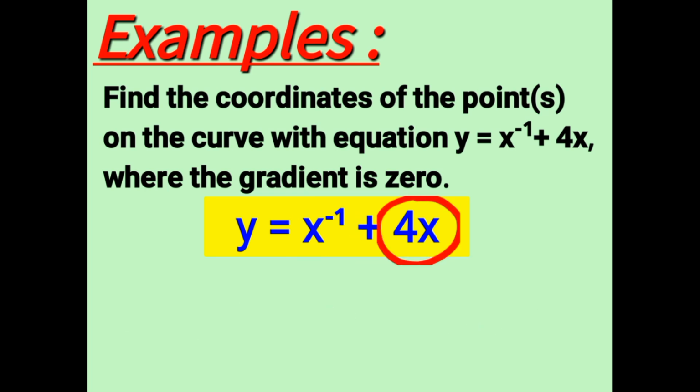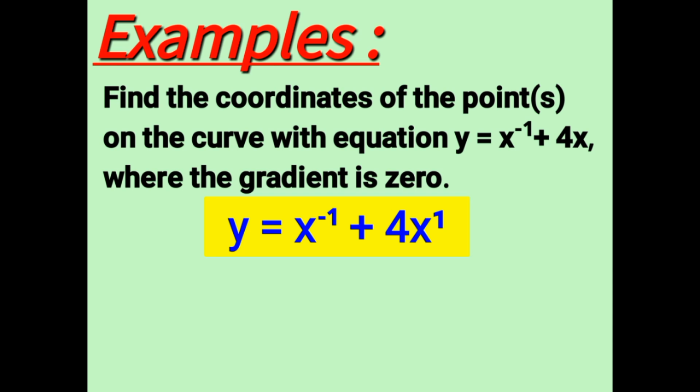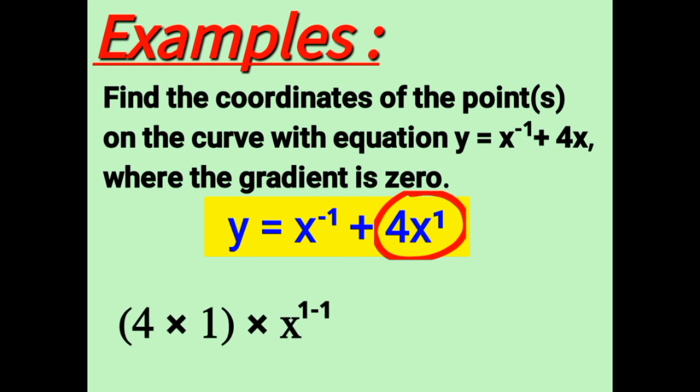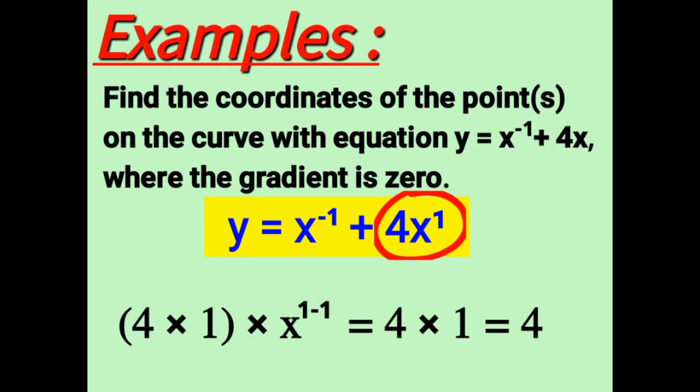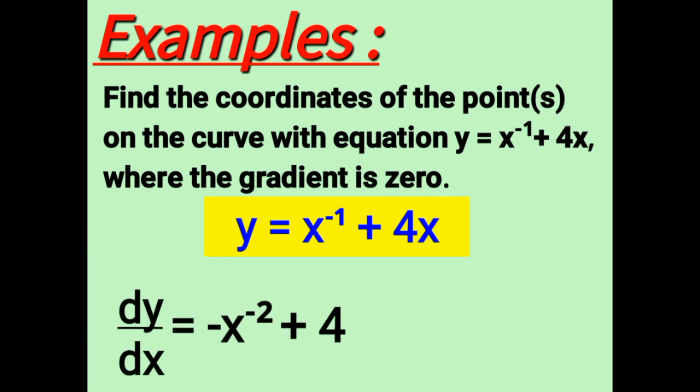Now 4x. Here the power of x is 1. So 4x to the power 1. Now to differentiate 4x to the power 1, we multiply the constant 4 by the power 1 and then subtract 1 from that power. Then it's 4 times 1 times x to the power 1 minus 1, equals 4 times x to the power 0. X to the power 0 equals 1, then 4 times 1 equals 4. So the derivative dy/dx of y equals x to the power minus 1 plus 4x is minus x to the power minus 2 plus 4.